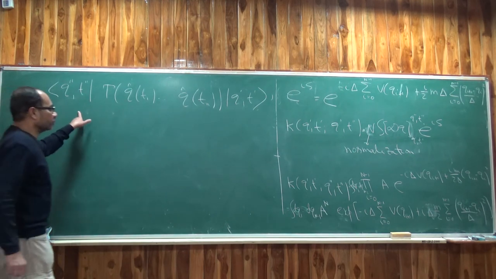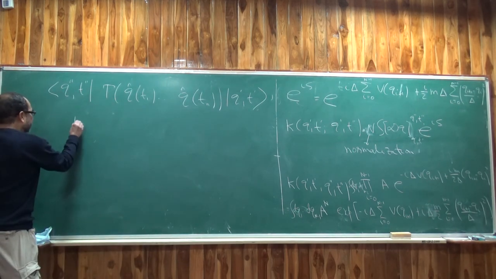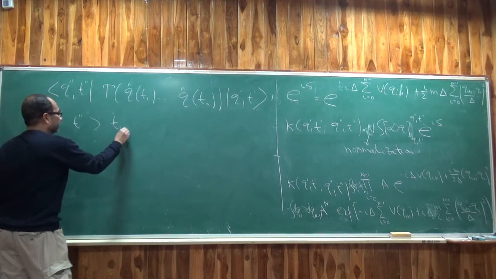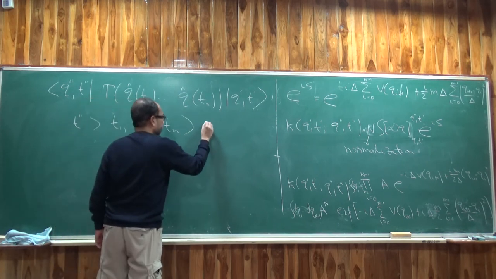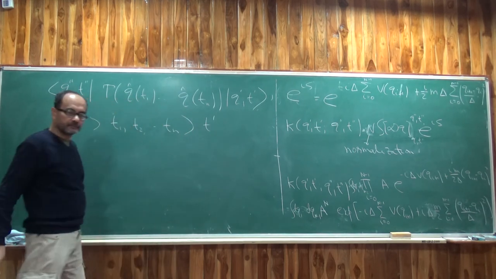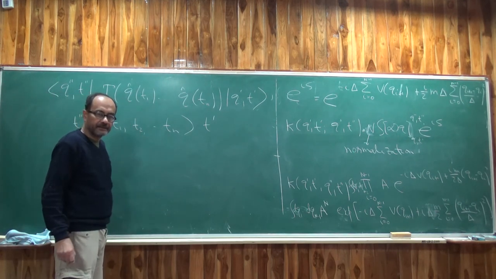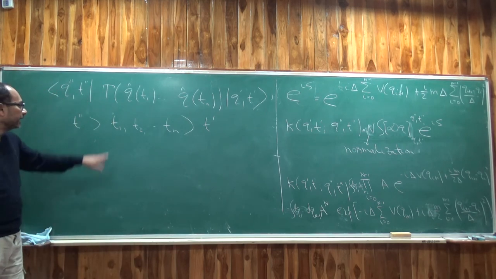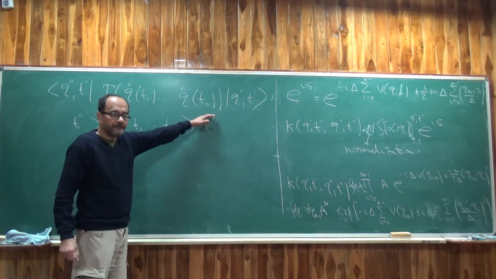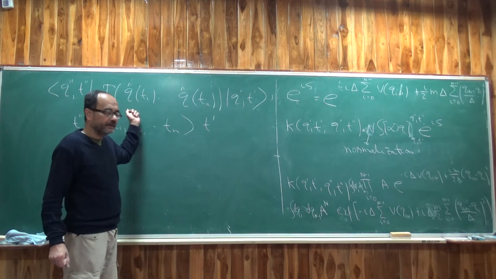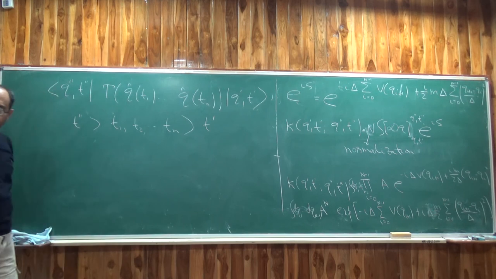Okay, so here we have a time-ordered product, and we'll assume that t double prime is larger than t1, t2, up to tn, and these are larger than t prime. But these themselves can have arbitrary ordering. Time ordering means that you always have to make sure that the earliest one comes to the right and the latest one comes to the left. But t prime is always earlier than everything else, and t double prime is later than everything else.